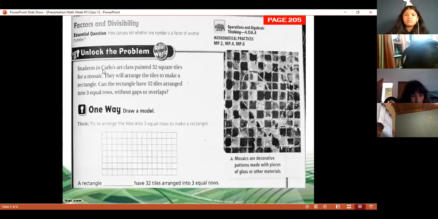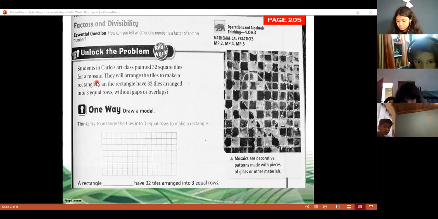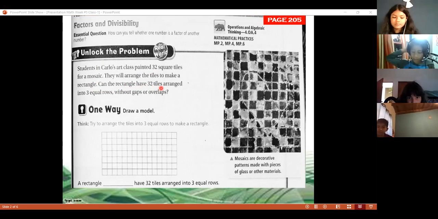Lucia, help me to read the problem, please. The students in Carlos art class are painting 32 square tiles for a mosaic. They will arrange the tiles to make a rectangle. Can the rectangle have 32 tiles arranged into 3 equal rows without gap or overlap? Excellent, thank you.